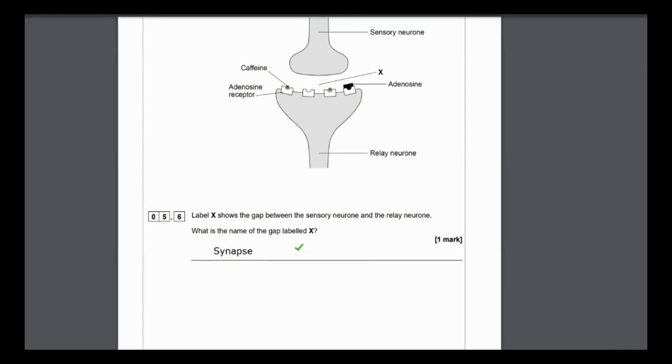Label X, which shows the gap between the sensory and relay neuron. Well, the gap between any two neurons is known as the synapse.